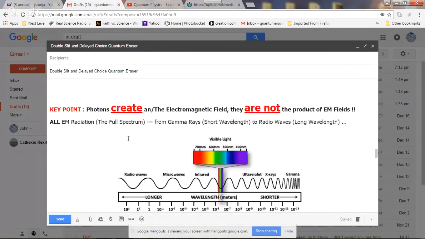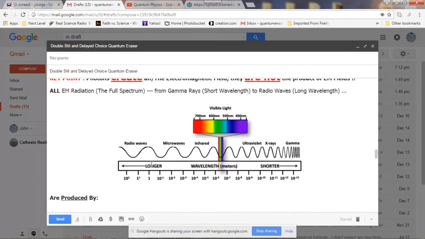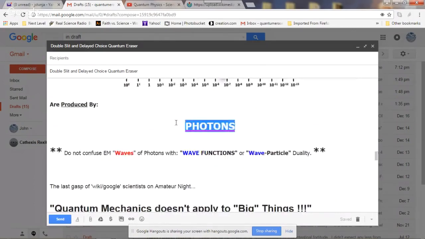Also, another important key point. Photons create the electromagnetic field. They are not the product of EM fields. All electromagnetic radiation, that's the full spectrum from gamma all the way down to radio waves, are produced by photons.